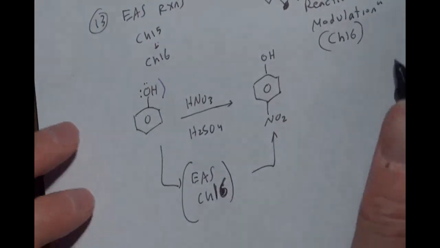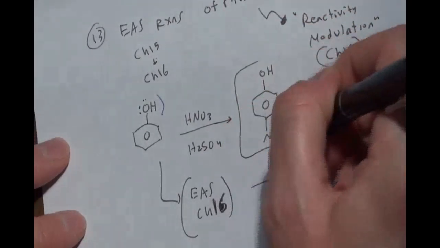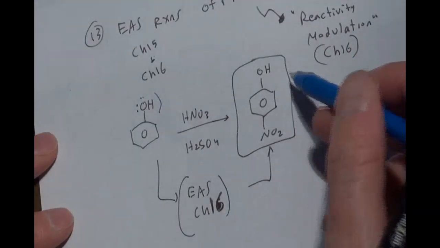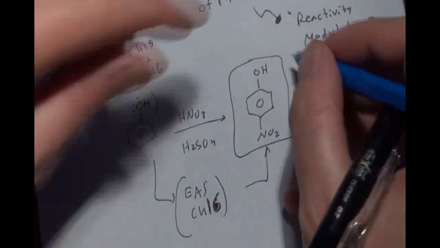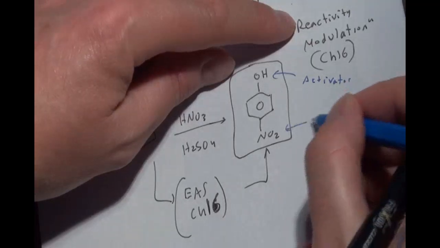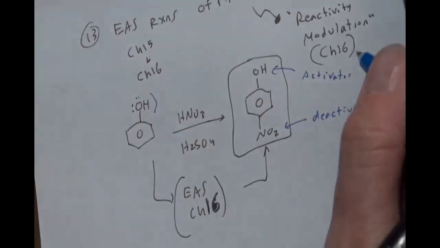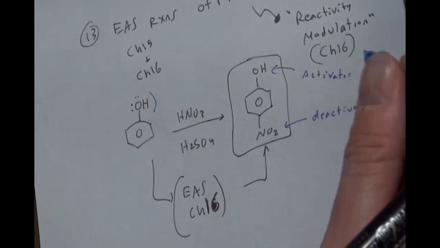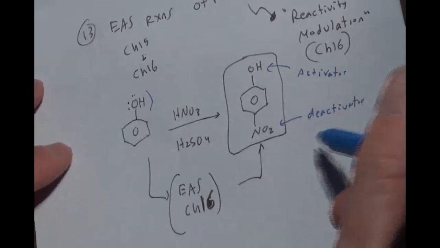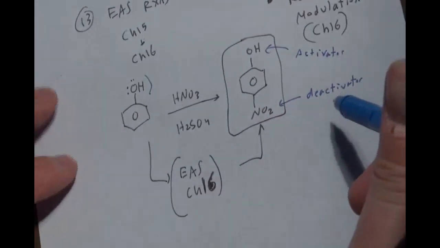Maybe chapter 16. Okay, and this is actually kind of cool because while the hydroxy group is a strong activator, the nitro is a strong deactivator. So this is an activator, and this is a deactivator. Sometimes the problem with phenols is that they'll react once, then they'll react multiple times. The nitro is such a good deactivator that it pretty much stops.